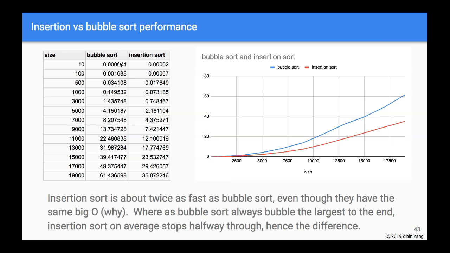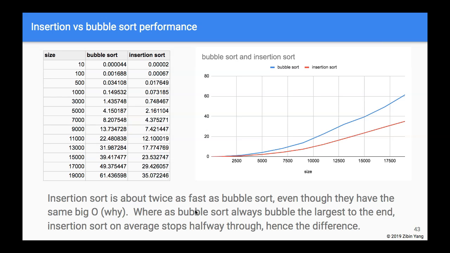Here I have a comparison of insertion sort with bubble sort, and I plot them out. If you look at these numbers, it's quite interesting. Insertion sort, for every single size, is about twice as fast as bubble sort, or half the time, even though they have the same big O.